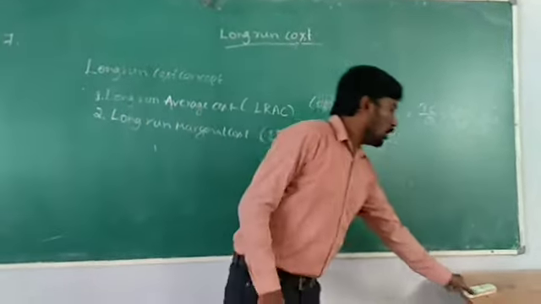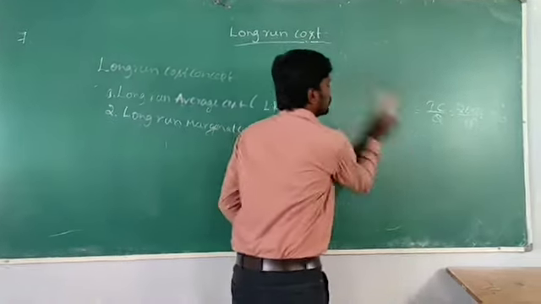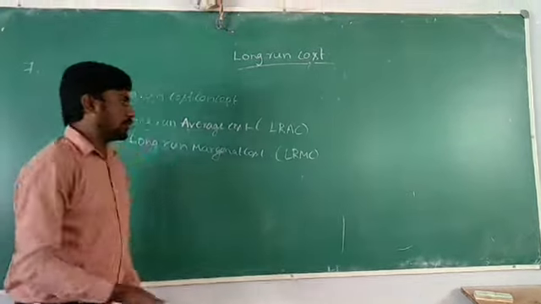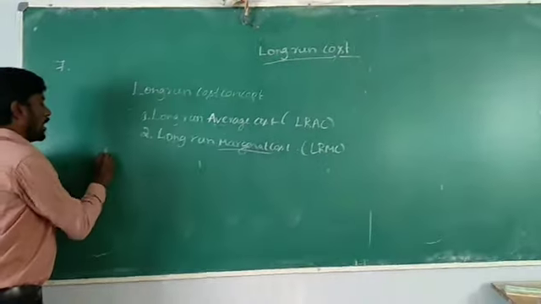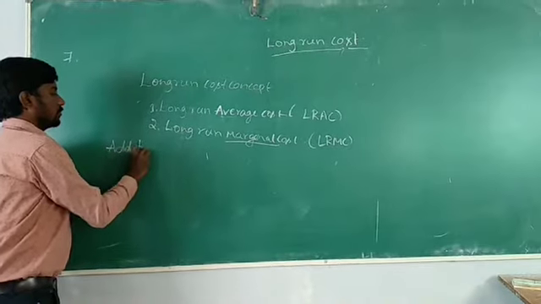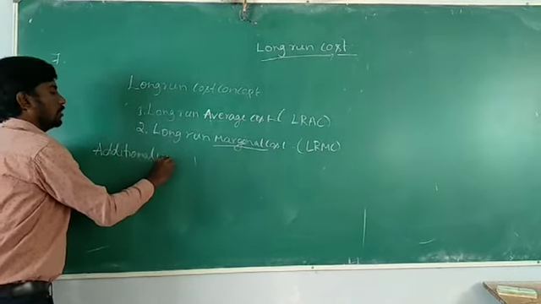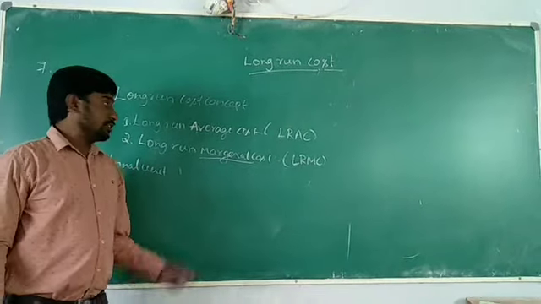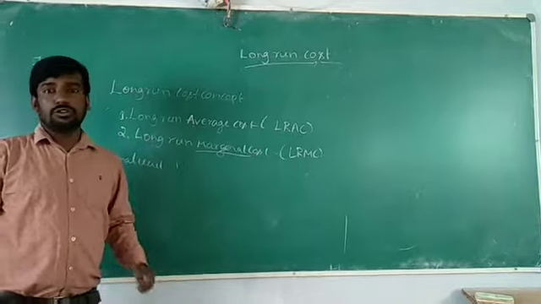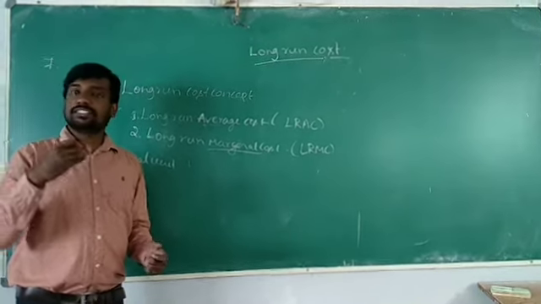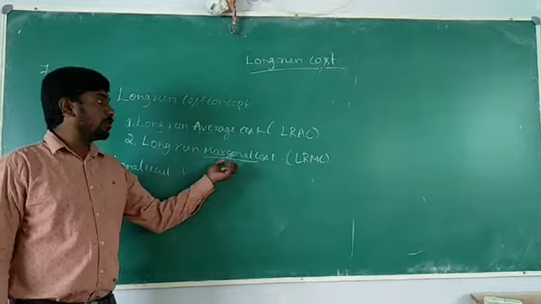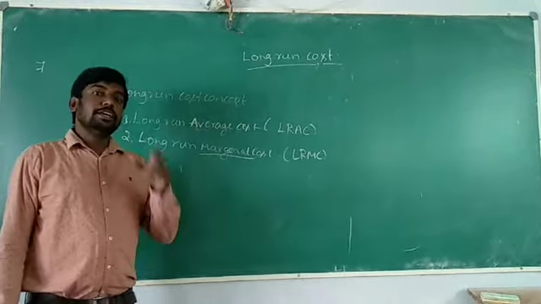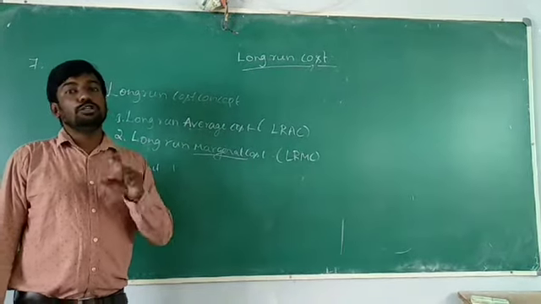So the next one is long run marginal cost. When we have the word marginal, it's always related to the additional unit. The word marginal shows the additional unit. To produce the additional unit, how much cost you are spending. That is the meaning of long run marginal cost. To produce an extra unit of a commodity, how much cost you are spending. Or we can have another meaning: change in total cost per unit change in output.